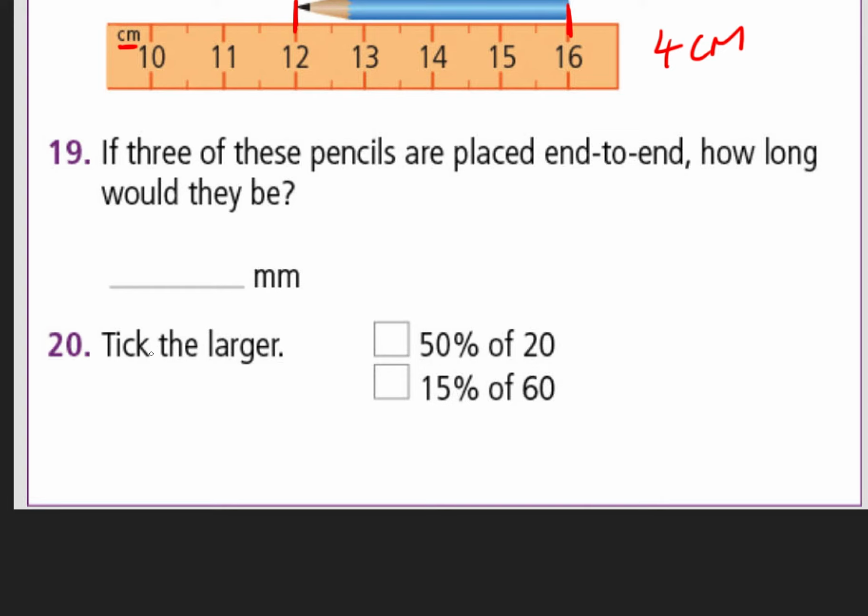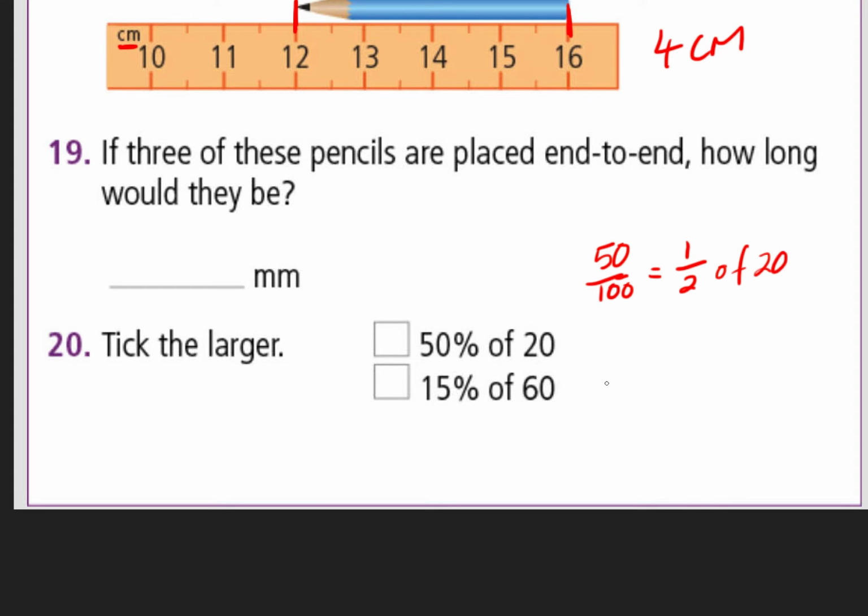And last one, number 20, which is the biggest, 50% of 20 or 15% of 60? Well, I'm going to make these fractions first. So 50% of 20, that's 50 out of 100. And we can simplify that. 50 goes into the top once and into the bottom twice. So it's half of 20.